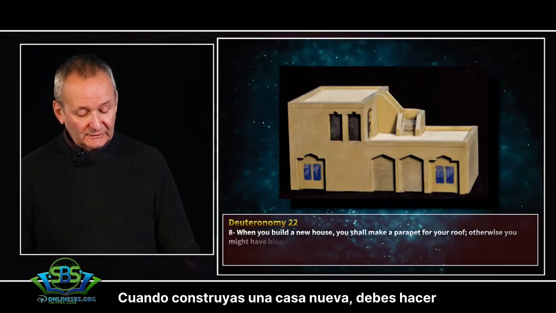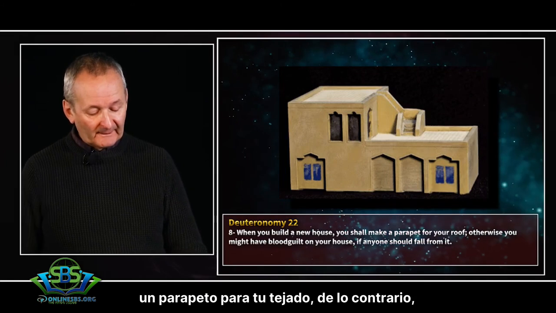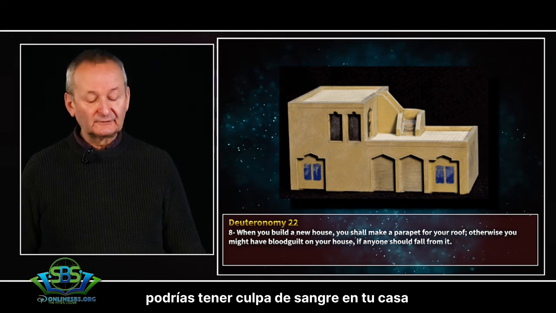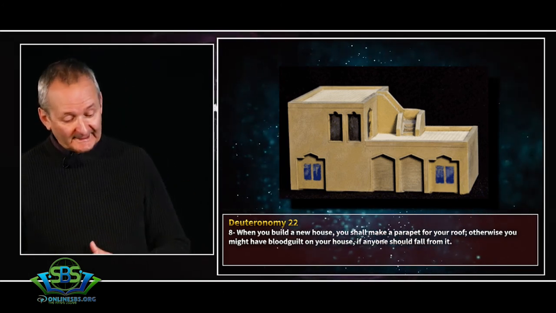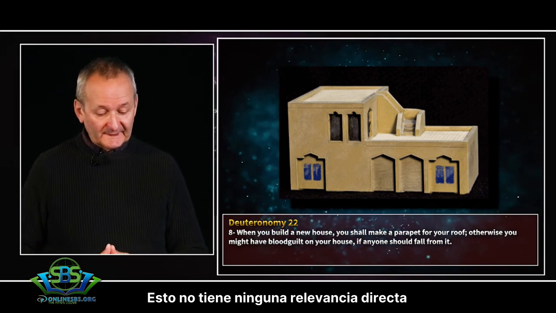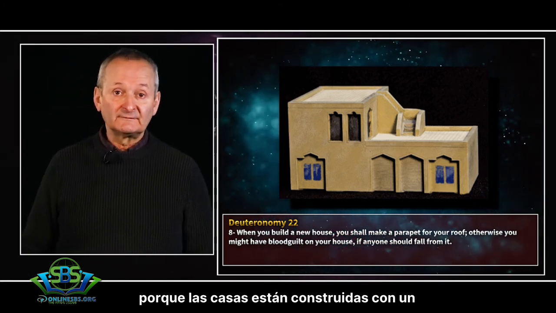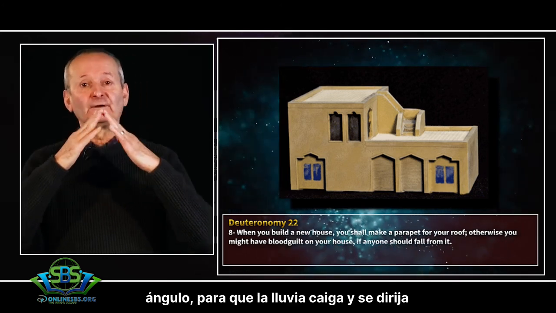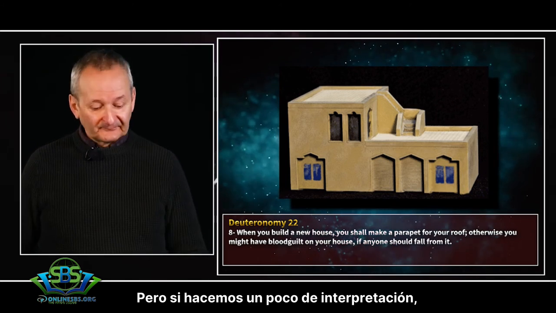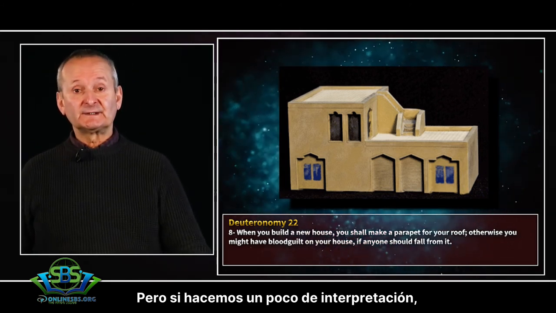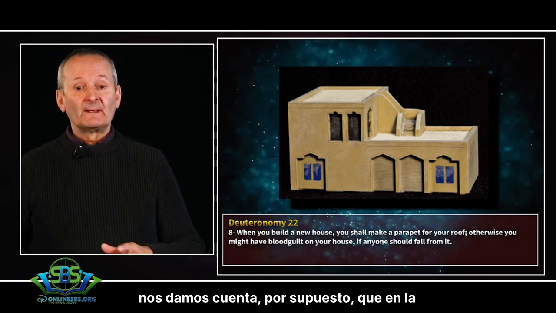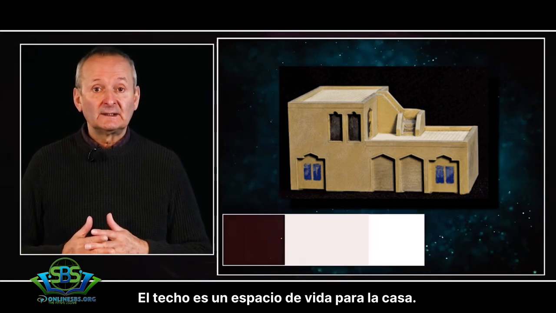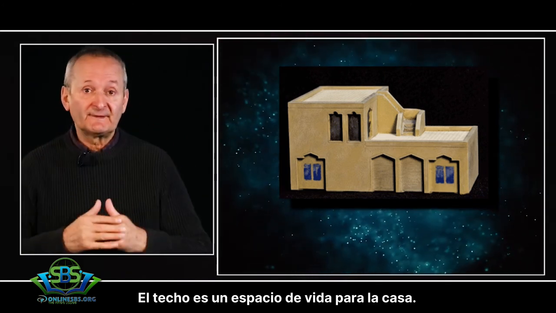When you build a new house, you shall make a parapet for your roof. Otherwise, you may have blood guilt on your house if anyone should fall from it. Certainly, in the country I come from, this doesn't have any direct relevance, because our houses are built at an angle so rain falls off and falls into the gutter. But if we do a little bit of interpretation, we realize, of course, that in the ancient times and in nations today, the roof is a living space for the house.